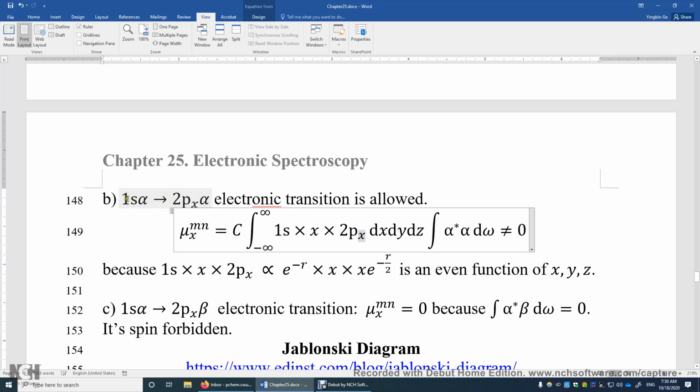What if I change this transition to 1s to 2py or 2pz? Same thing. You just need one component, either in the y direction or z direction or x direction, to be non-zero. And then you have a non-zero three-dimensional vector. So when we change this x to y, you need to change this x to y, change this x to y, change this x to y, and then you'll see this time the y component is non-zero, the transition is allowed.